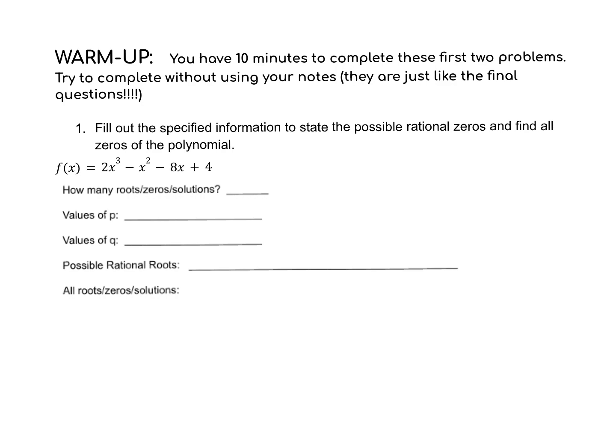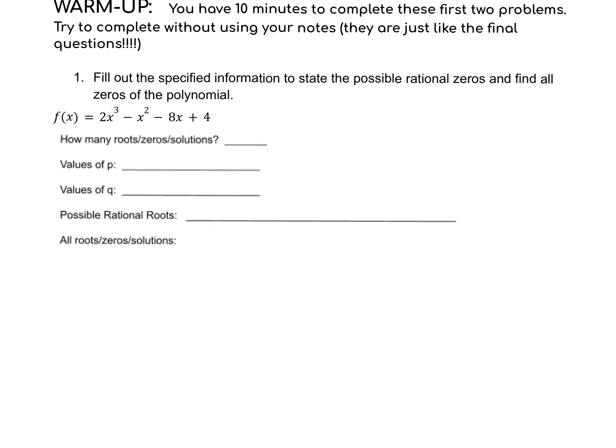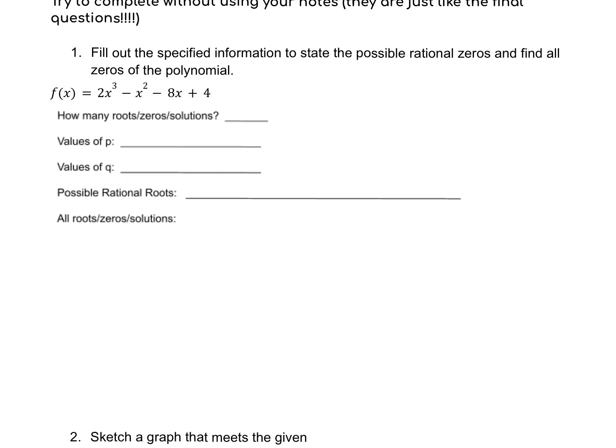Okay. So the first question says to fill out the specified information to state the possible rational zeros and find the rest of them, okay? So how many solutions is this going to have? This little exponent of 3 tells me 3, okay? The highest exponent, the degree, tells me how many answers.